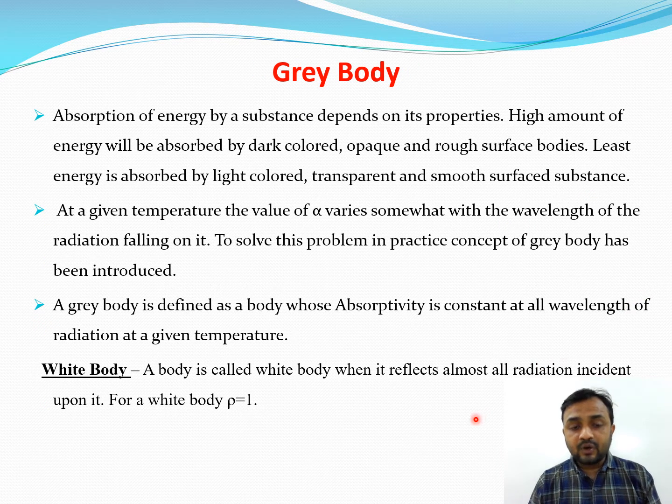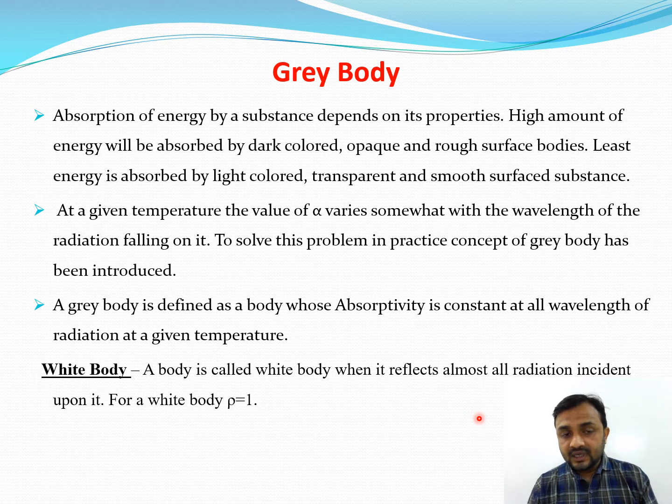Next one is the gray body. What is a gray body? The absorption of energy by a substance depends upon its properties. A high amount of energy will be absorbed by a dark colored, opaque and rough surface body. A least amount of energy is absorbed by a light colored, transparent or smooth surface body. These things we have already known.